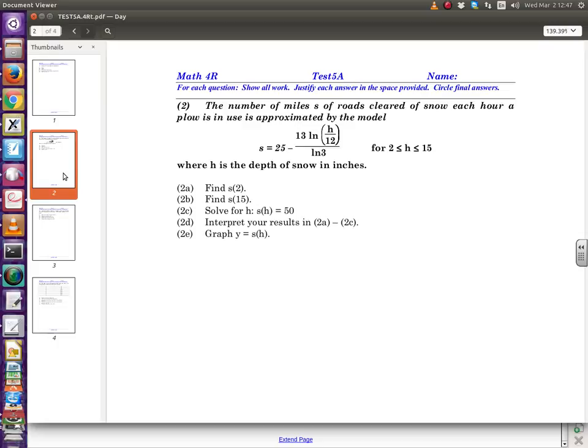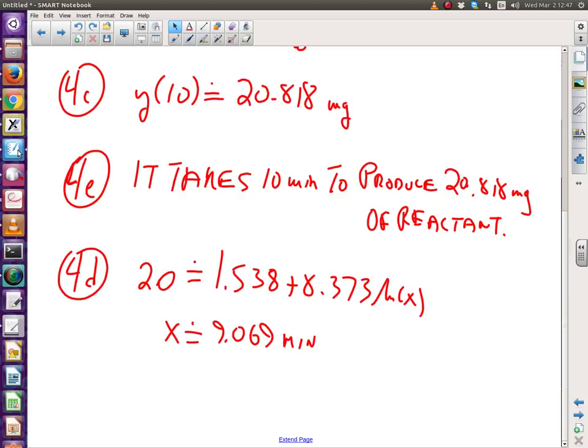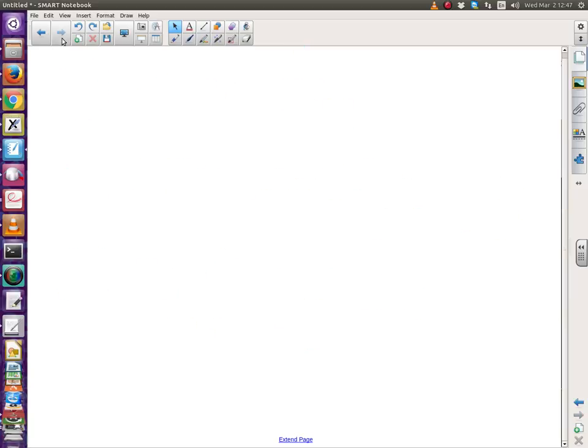All right, so how do you do A? You just plug in 2 where you see H, right? Okay, so let's do that. All right, so here's question 2. All right, so 2A.